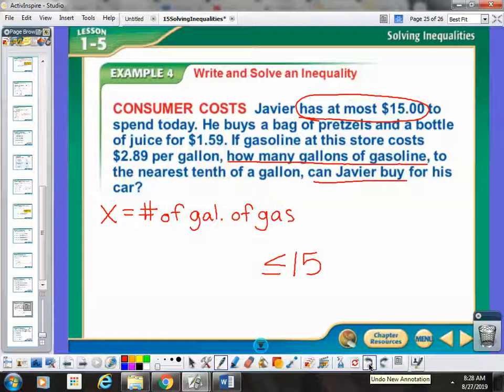We know that he buys a bag of pretzels and a bottle of juice for $1.59. He only did that one time, correct? If gasoline at this store costs $2.89 per gallon, how many gallons of gasoline can Javier buy for his car? Well, we're going to add to that the potential gas. We know that it's going to cost $2.89 per gallon. How can I show $2.89 per gallon? $2.89x is correct. So the $1.59 was how much he spent on the pretzels and juice. Plus he's going to get some gas. It's going to cost $2.89 per gallon. That has to be at most $15. Make sure after you've written your inequality that it makes sense. I think this does. Let's go ahead and solve this.